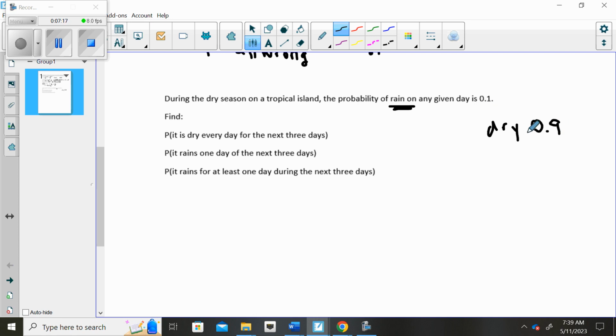So probability that it is dry every day for the next 3 days. So I want dry, dry, dry, right? So 0.9 times 0.9 times 0.9. Okay, so 0.9 cubed.